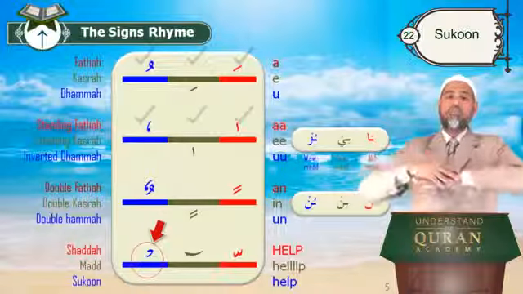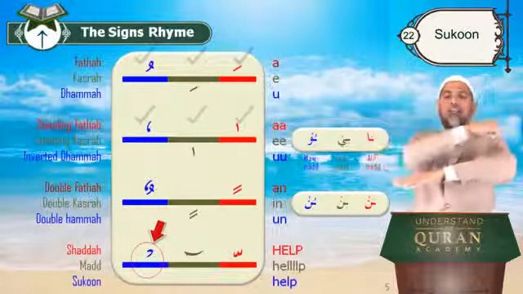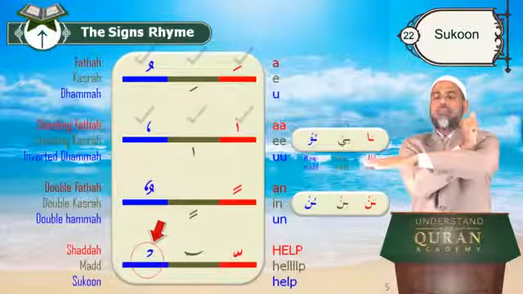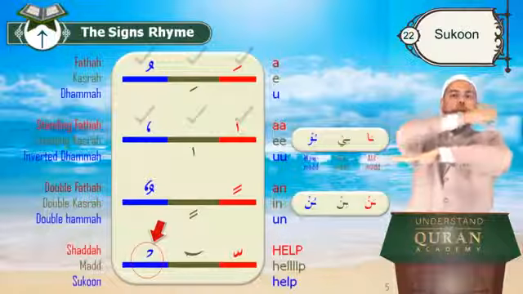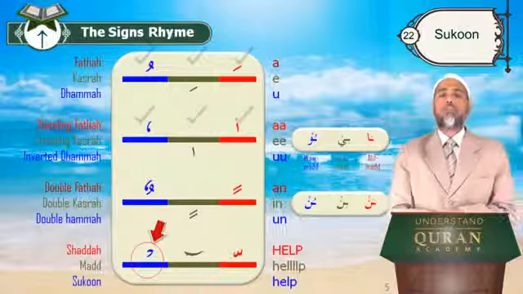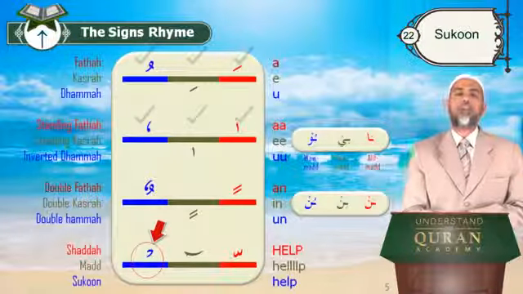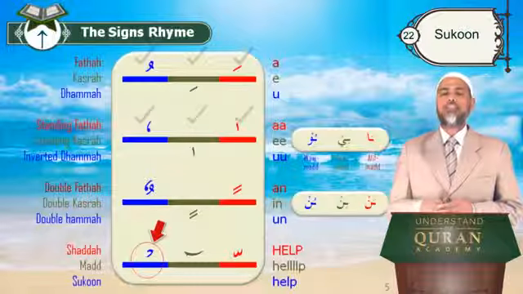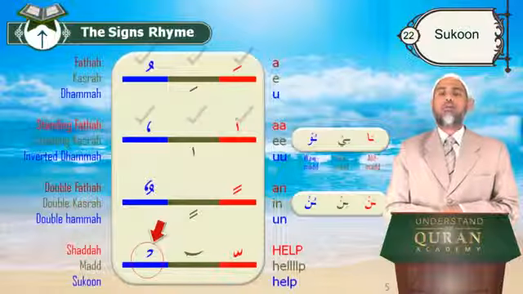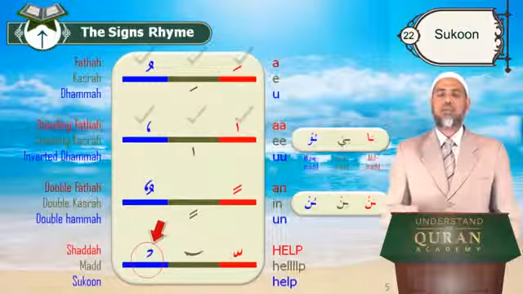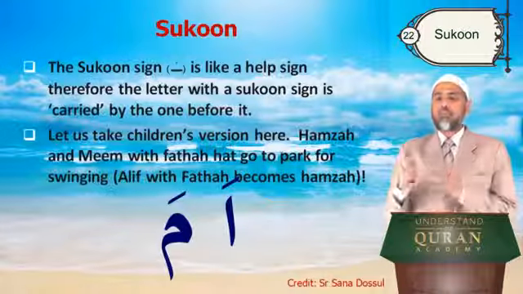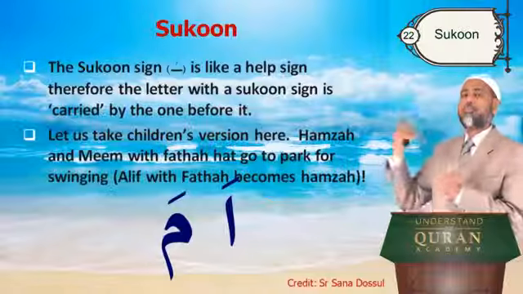Start with the signs rhyme. We studied fatha, kasra, dhamma, standing fatha, standing kasra, and inverted dhamma. So we studied a, i, u, and we have also studied alif mad, ya mad, waw mad, which make the same sound as standing fatha, standing kasra, and inverted dhamma, like a, i, u. Before we go for other signs, let us take sukoon. What is sukoon? Sukoon sign is like a help sign. Therefore, a letter with a sukoon sign is helped by the one before it.